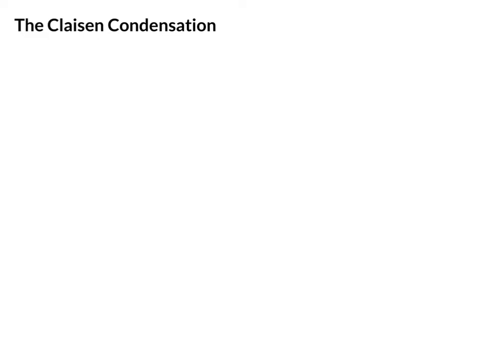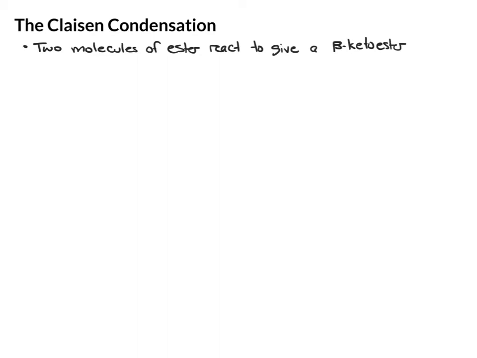In this video, we're going to talk about the Claisen condensation, and it's similar to the aldol. The main difference is instead of using aldehydes and ketones, now we're using esters. What we have are two molecules of ester reacting to give a beta ketoester. We're going to start like the aldol with the two molecules of ester being identical, and then later we'll look at crossed versions of the Claisen reaction.